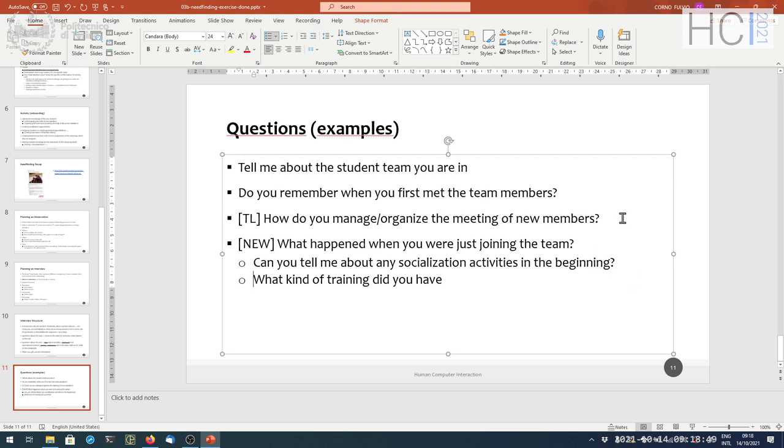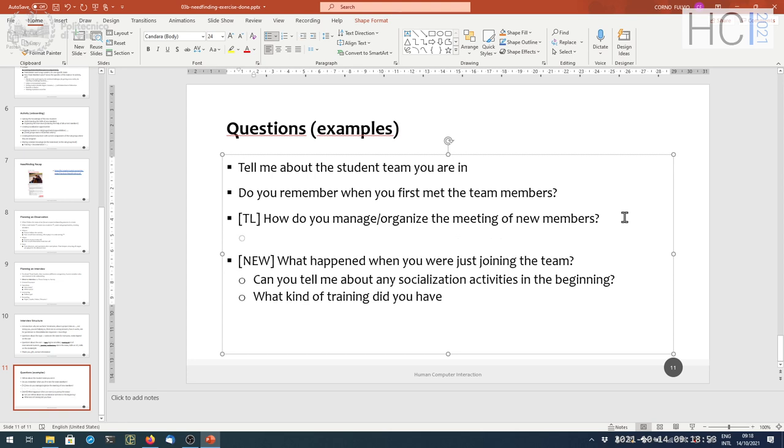Another interesting question to ask, maybe to the first of the team leaders, is about the groups, not the subgroups. We mentioned that most teams are divided in subgroups. So how do you assign new members to the subgroups? This is a question more for the leaders.